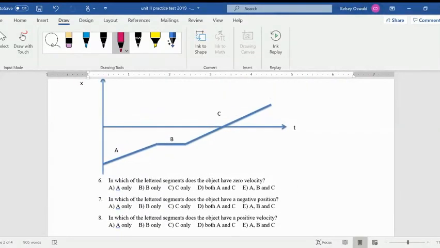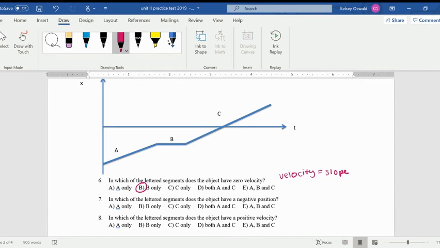All right, so looking at these ones, we want to see where we have 0 velocity. So if we're given a position versus time graph, we know that our velocity is equal to our slope. So here we want to see where we'd have a slope of 0 or a horizontal line, and that's going to be B. Okay, B is a horizontal line, so it has a slope of 0, it has a velocity of 0.